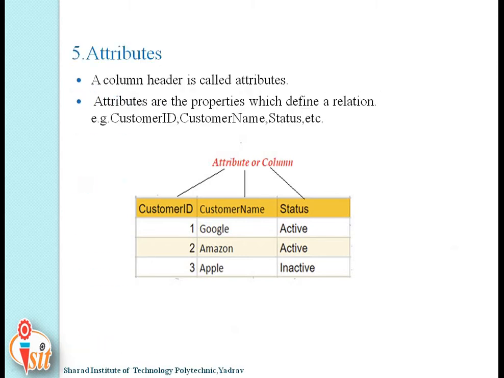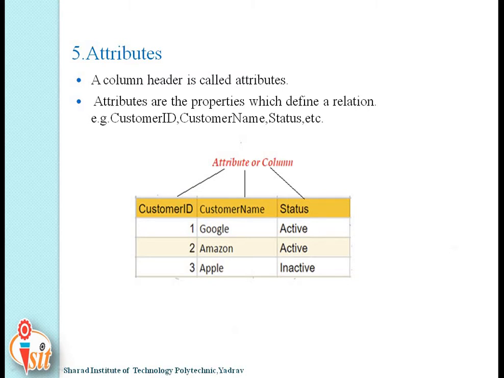Now next one is attributes. An attribute is defined as a named column of a relation. A column header is known as an attribute. As you know, attributes are properties which define a relation. Here in this example, the customer ID, customer name, and status are the column headers of the table. That's why these are the attributes of this table.